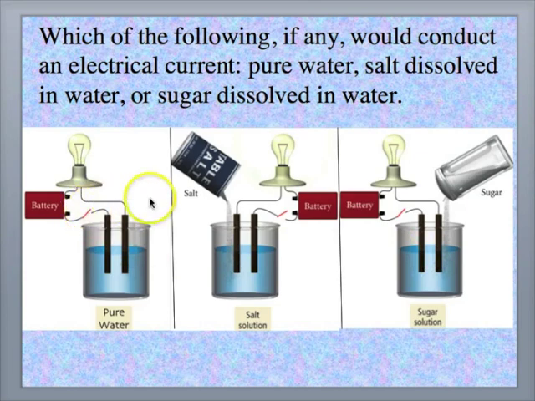When we throw the switch in each one of these, do we have a complete circuit? Can you make a prediction as to whether we have a complete circuit and the light bulb will light up when we throw the switch? Or will the light bulb not light up?